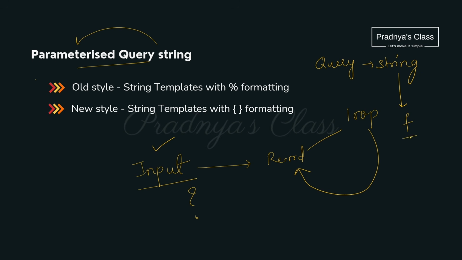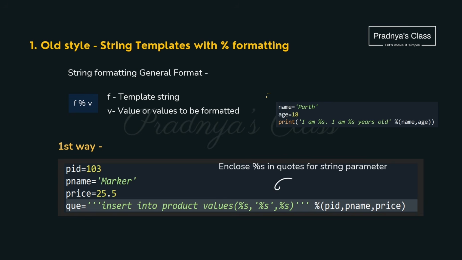For formatting, two options we can use. First the old style with the % symbol and the new style with the format function. If you already know how to format a string, you will easily understand this. Wherever you want to place a value, you will write %s, and the names of the variables we mention in the form of a tuple, followed by the % symbol. The same logic we are going to apply here also.